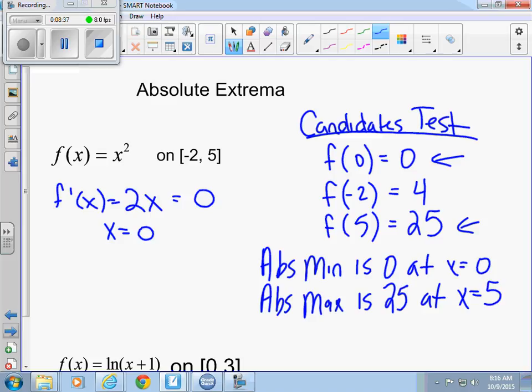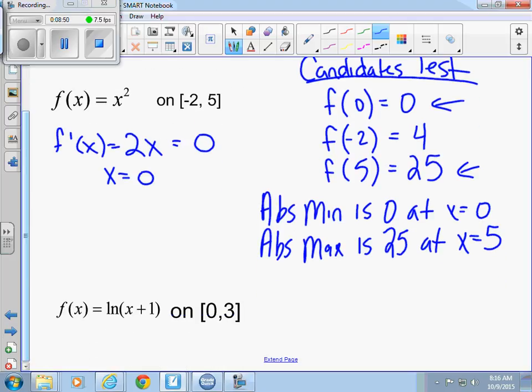So to find absolute extrema, you still have to find your relative extrema, but then you have to check your endpoints and see which one's the biggest value and see which one's the smallest value. So we find the possibilities, the candidates, and then plug them in to check and see which one's the biggest and which one's the smallest. Any questions about that one?